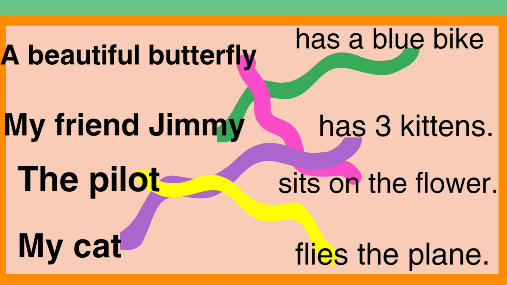The beautiful butterfly sits on the flower. My friend Jimmy has a blue bike. The pilot flies the plane. My cat has 3 kittens.